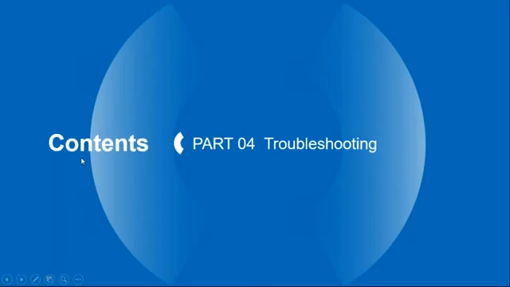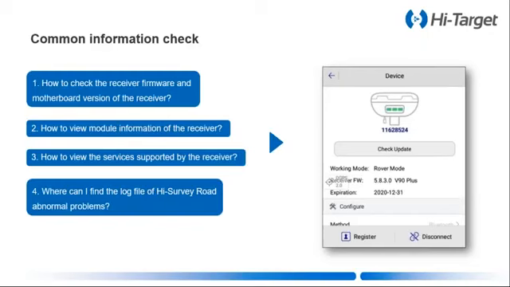Okay, the last part is troubleshooting. Problem 1, how to check the receiver firmware and motherboard version of the receiver. Problem 2, how to view module information of the receiver. Problem 3, how to view the services supported by the receiver. Problem 4, where can I find the log file for a hash rate abnormal problem? Okay, let's watch the video.